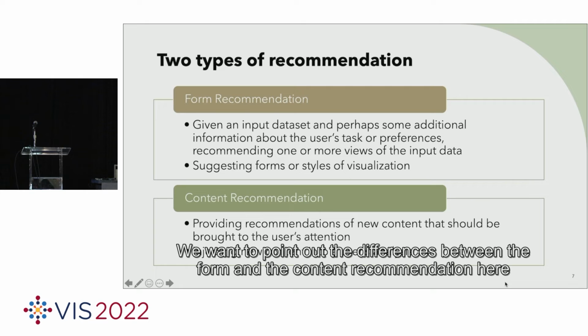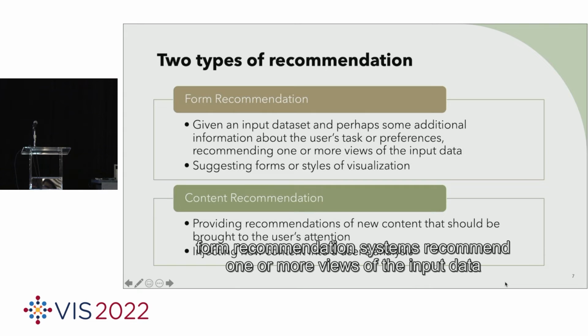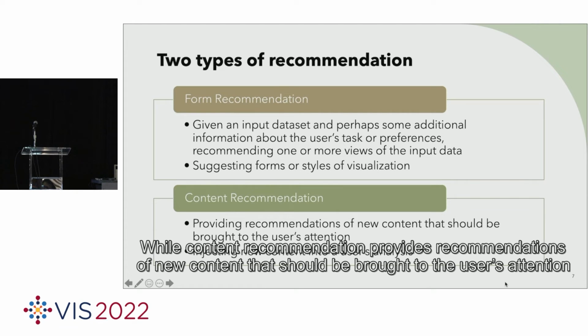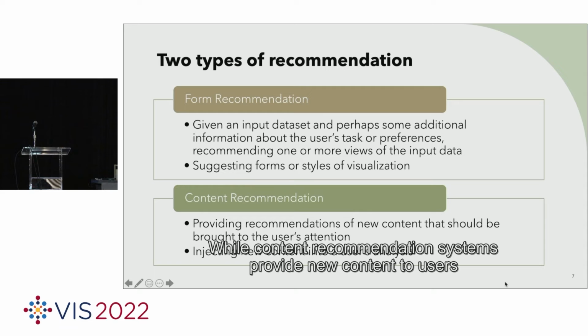We want to point out the differences between form and content recommendation here. Given an input data set and perhaps some additional information about the user's task or preferences, form recommendation systems recommend one or more views of the input data, while content recommendation provides recommendations of new content that should be brought to the user's attention. Form recommendation systems suggest one or more views of the input data, while content recommendation systems provide new content to users.